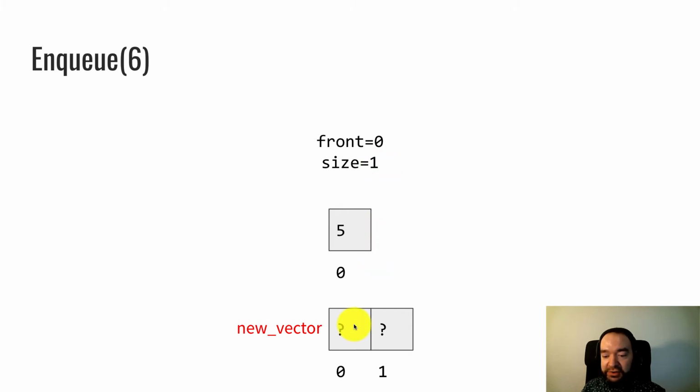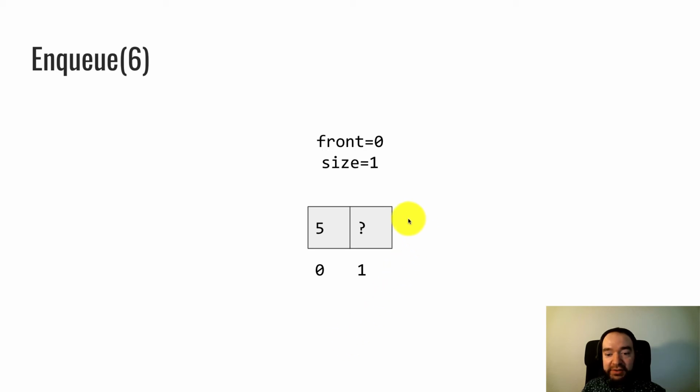So the new vector has 2 elements in it. Then we have this loop that copies the queue elements over one at a time. So the 5 gets copied into index 0, and then we're done. So this is what my queue looks like after the resizing. Finally, we still need to add the 6 element and increment the size. So after enqueuing the 6, here's what we've got. We've got a vector with 2 elements in it, and the front is at index 0, the size is 2.